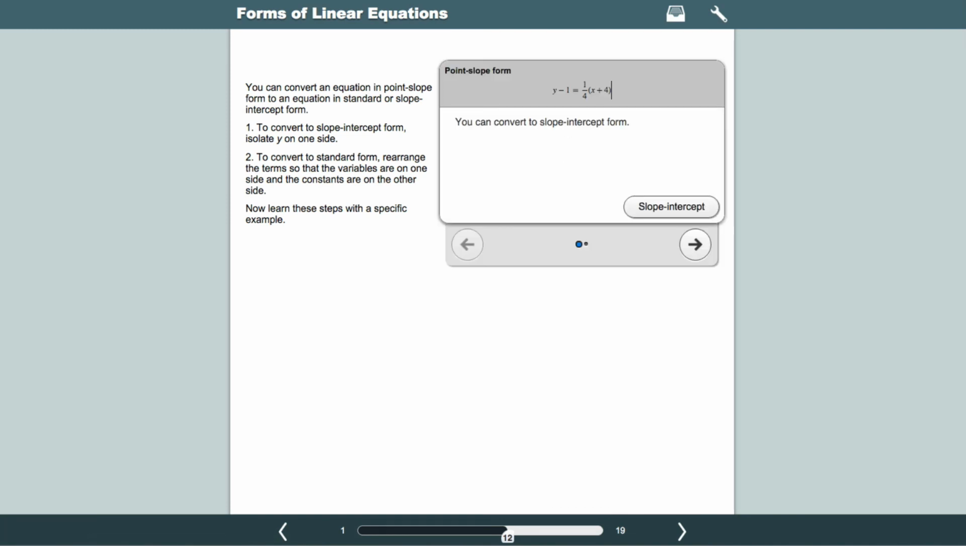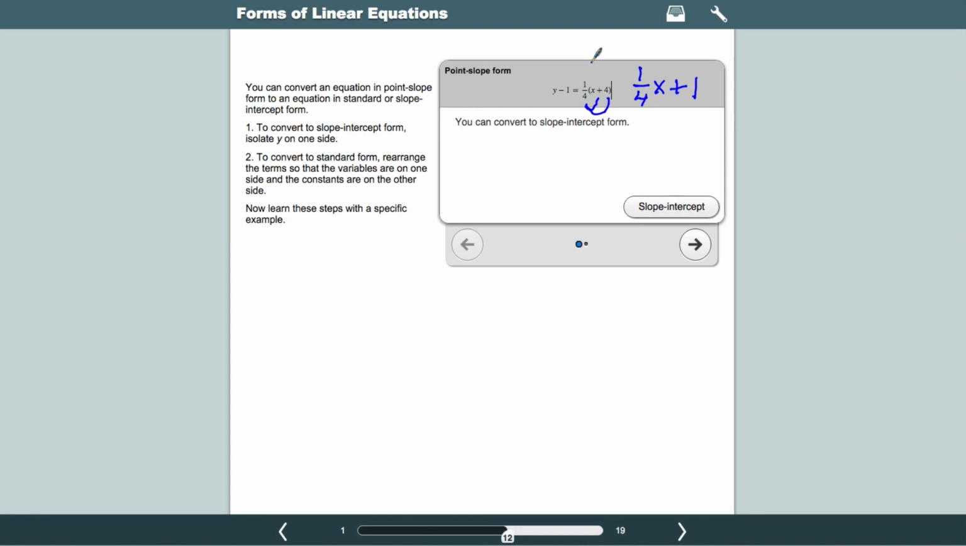Okay, so we want to convert this into slope-intercept form. Well, the easiest way to do that is to just solve it. What's 1/4 times x? 1/4 x. And what's 1/4 times 4? See, I'm just distributing right there. 1/4 times 4 is 1.